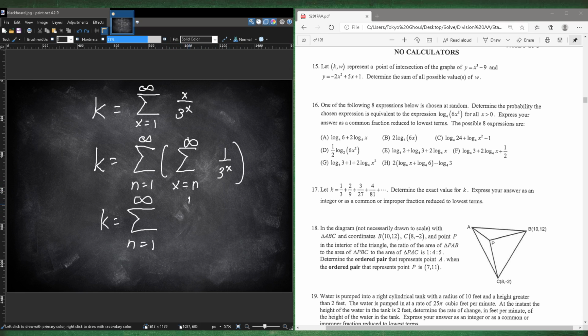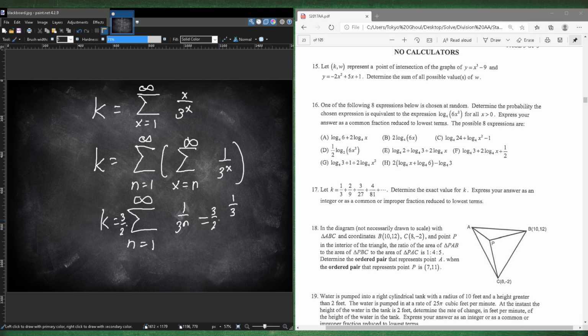So the first term is 1 over 3 to the power of n, divided by 1 minus the ratio. So 1 minus 1/3 is 2/3. Dividing by 2/3 is the same thing as multiplying by 3 over 2, which you can just move to the outside. Now we can work on this summation, where the first term is 1/3, divided by 1 minus the ratio, and then we still have that 3 over 2.